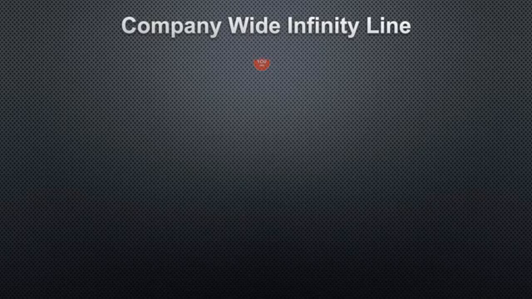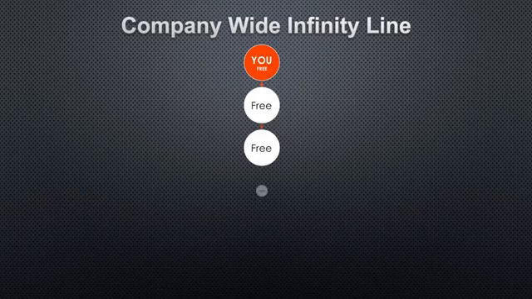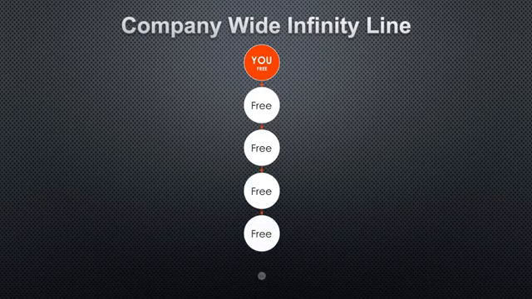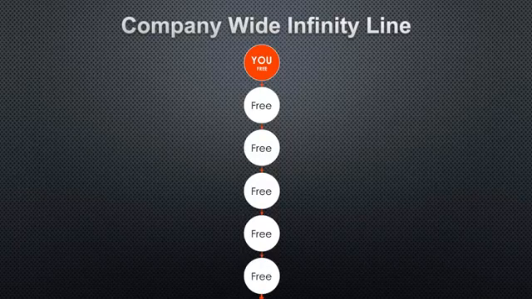Okay, here's how it works. This is what we call a company-wide infinity line. And let's just say that you were the first person to ever join the company, okay? And you refer a free member, they can refer a free trainee member, and there can be one line of people that goes down from you. Typically, that's how it works, right? You get paid on your own production and people that are referred below you in your organization.